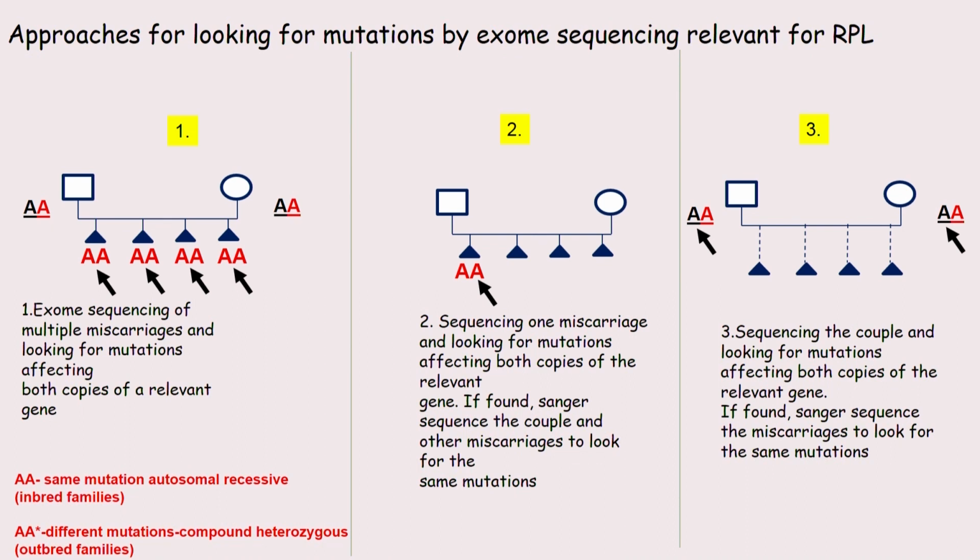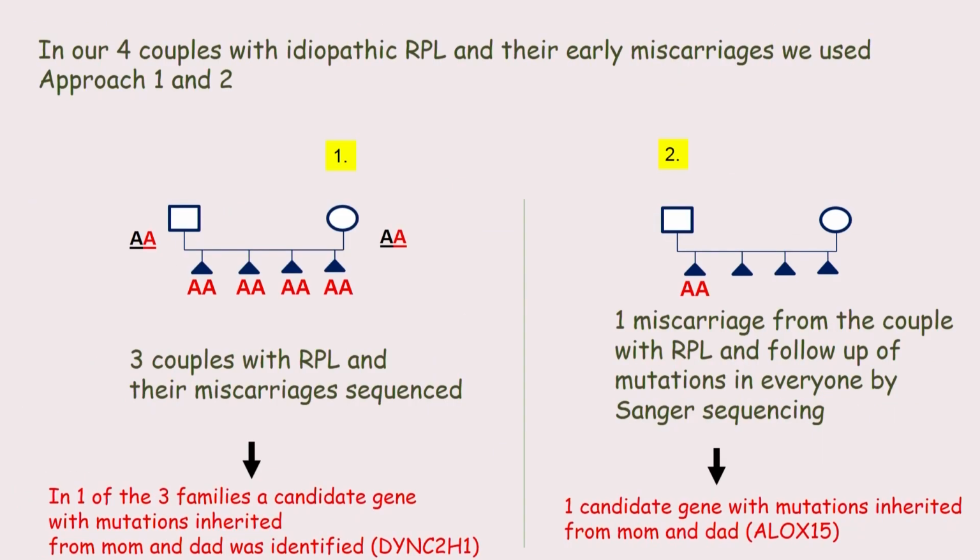This approach is particularly helpful if you don't have sufficient DNA from the miscarriages, and you start with exomes, which usually require more DNA, but you start with the couple, and then only do Sanger sequencing for the miscarriages. So in the 4 couples that we studied with idiopathic recurrent pregnancy loss, we used approach 1 and 2.